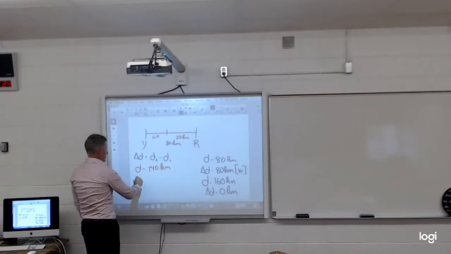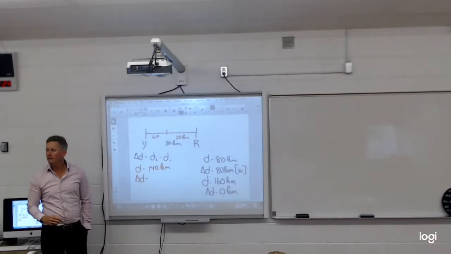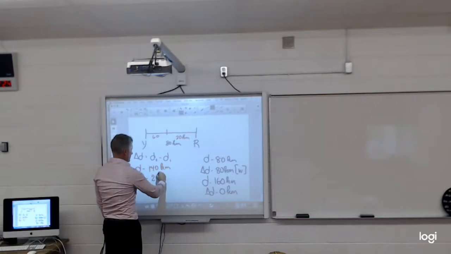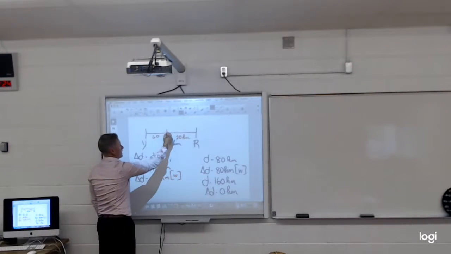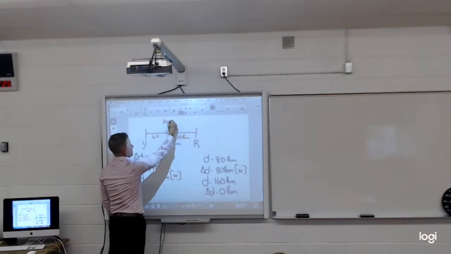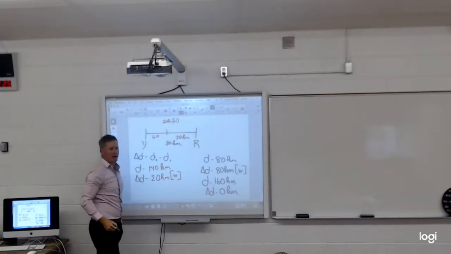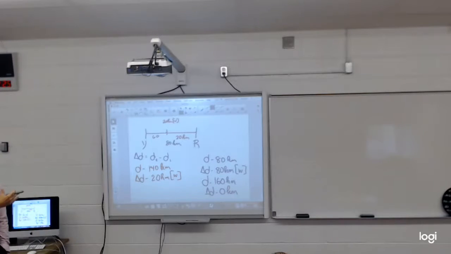What is my displacement? 20 kilometers west. 20 kilometers to the west. Okay? Because that's where I'm located. I'm right here. This is 20 kilometers to the west of where I started right here. So I take 20 and I subtract 0, but I designate west as a positive direction for this question. So that's my displacement. We following so far?